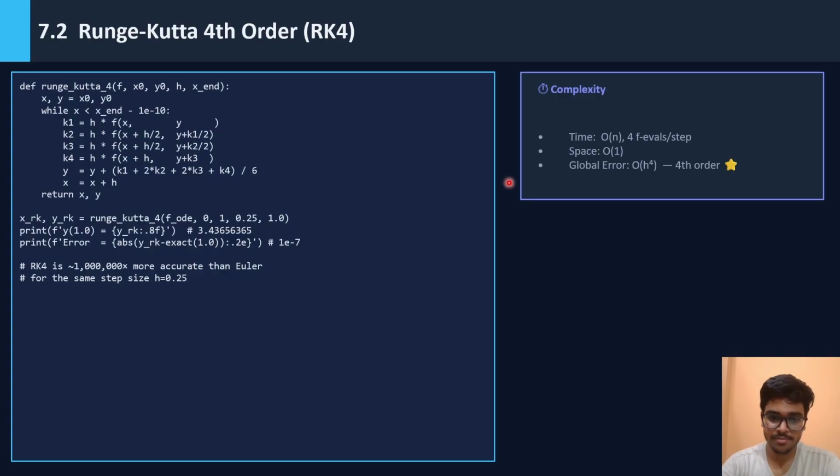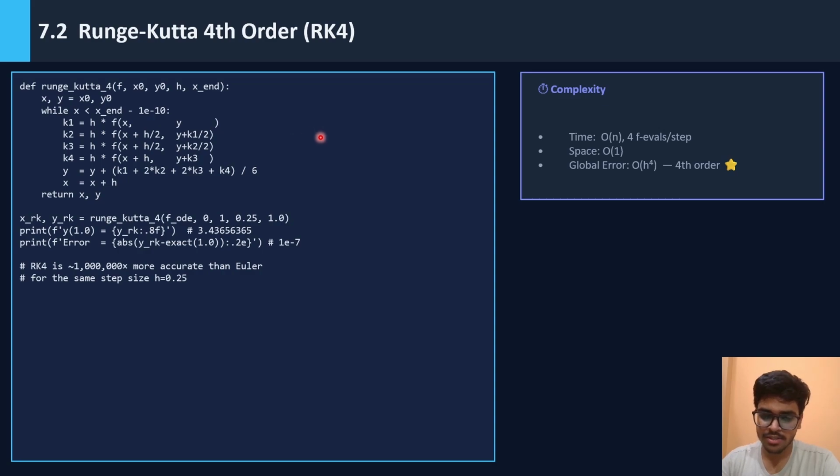Runge-Kutta fourth order. RK4 is a highly accurate method for solving ODEs. In the code, four slopes are calculated: K1, K2, K3, and K4. These slopes estimate the function behavior at different positions within the interval. Then, a weighted average of all slopes is used to update y. Finally, x is increased by step size h.